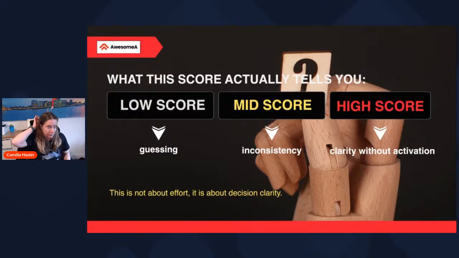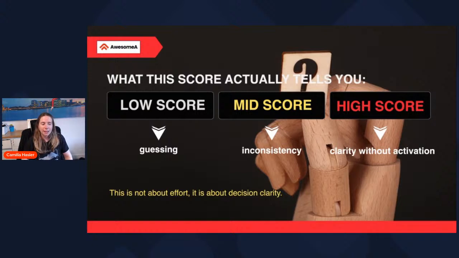So what does this score actually tell you? If you're getting a low score, that can be important. If you're getting a mid score, that suggests your pitch is inconsistent and it needs a bit of development. If you're getting a high score, then you have clarity, and maybe it's about the activation, how you activate and excite your buyer, and how you deliver your pitch.